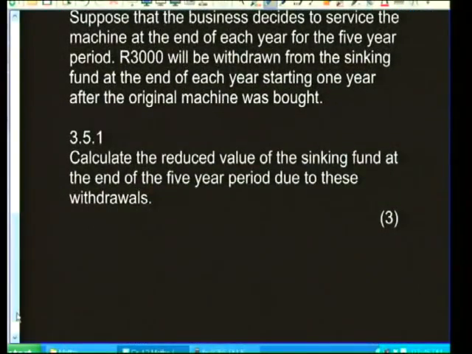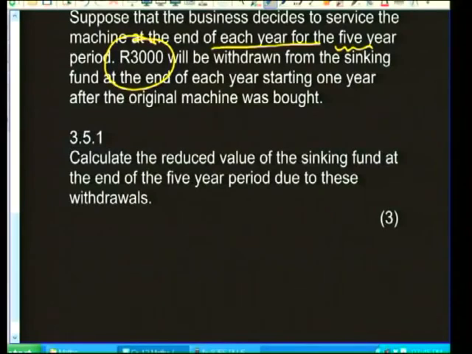Suppose the business decides to service the machine at the end of each year for the 5 years. The service is going to cost 3,000 Rand. We're going to be taking money out of our sinking fund. But not only are we going to be taking money out of our sinking fund, when we take it out, it's not going to earn interest. So our sinking fund is going to diminish. And the question says, how much is it going to diminish?